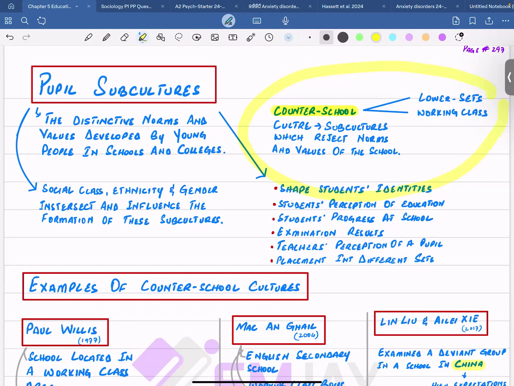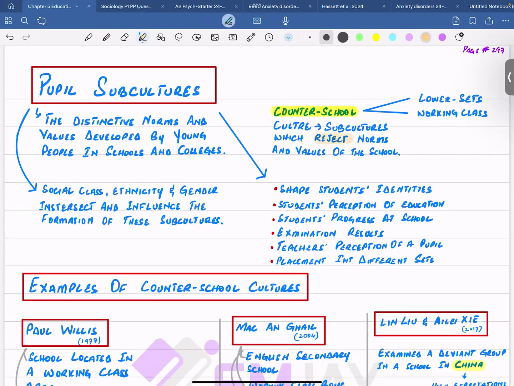As I refer to the term counter school culture, it has been seen that this is a culture that typically rejects the values espoused by the school. So when we use the word counter school culture, also referred to as anti-school culture, we are talking about a culture developed within the education system that we see as rejecting the norms and values of the school. It has also been noted that these counter school cultures are usually made by students who belong to lower sets. These are students who typically come from the working class.